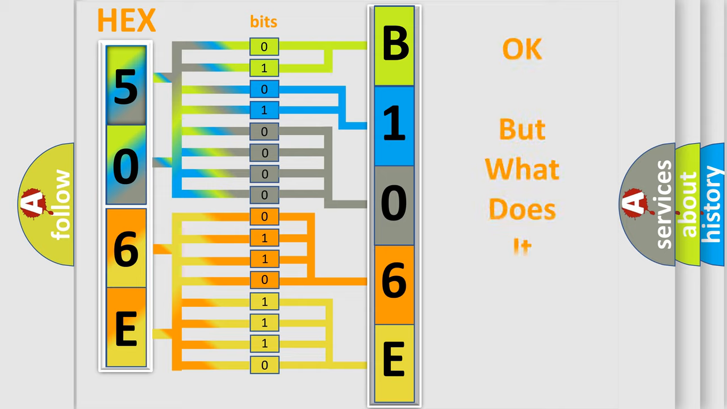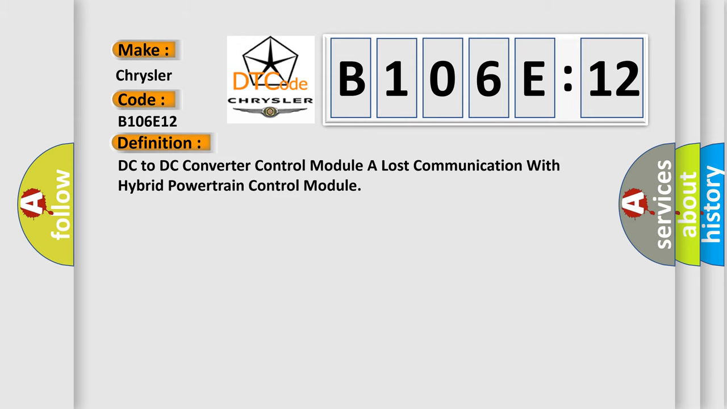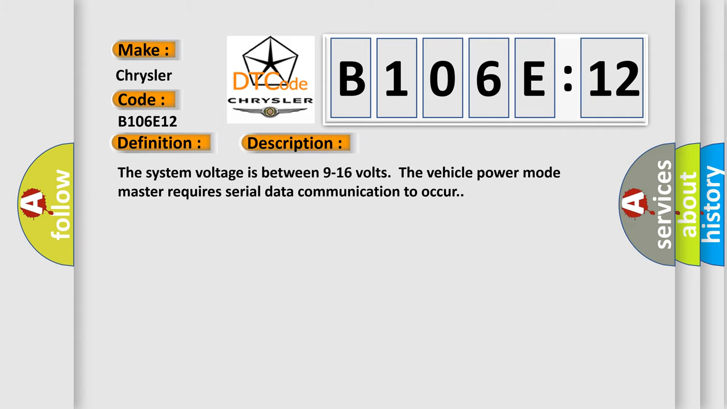The number itself does not make sense to us if we cannot assign information to what it actually expresses. So, what does the Diagnostic Trouble Code B106E-12 specifically mean for Chrysler car manufacturers? The basic definition is: DC to DC converter control module lost communication with hybrid powertrain control module. And now this is a short description of this DTC code. The system voltage is between 9 to 16 volts. The vehicle power mode master requires serial data communication to occur.